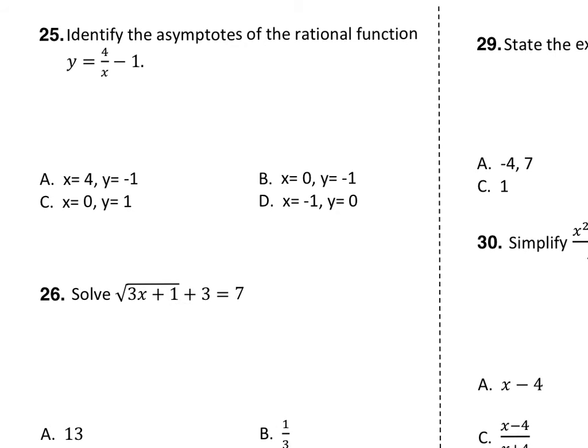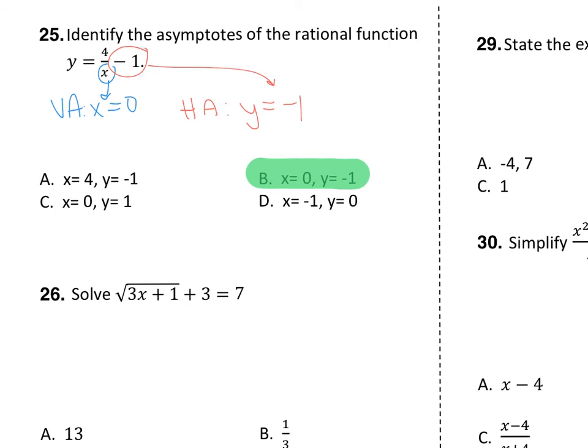Number 25, identify the asymptotes of the rational function y equals 4 over x minus 1. So to get the vertical asymptote, I am going to set my denominator equal to 0. So that would be x equals 0, and so that one's really easy. It just is 0. And then for the horizontal asymptote, I set y equal to whatever c is. So here, that's negative 1, so y would equal negative 1. So my answer here would be letter B, x equals 0, y equals negative 1.